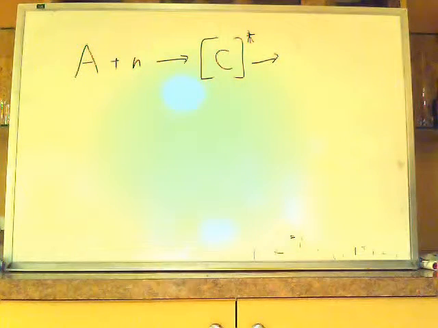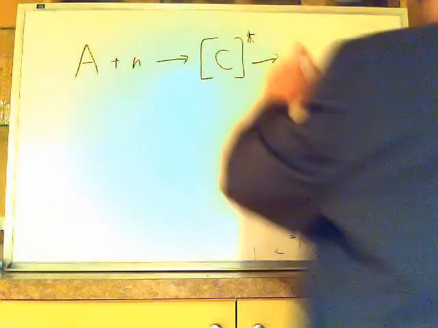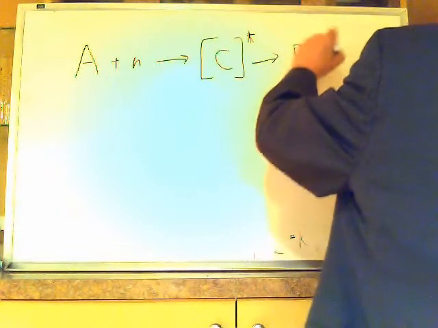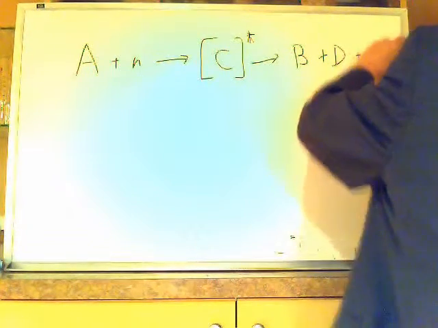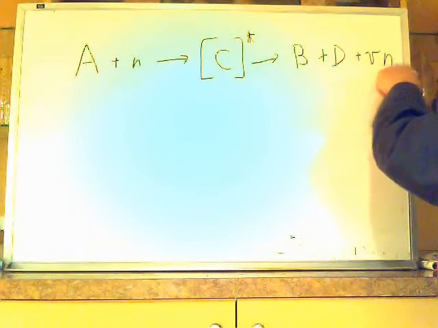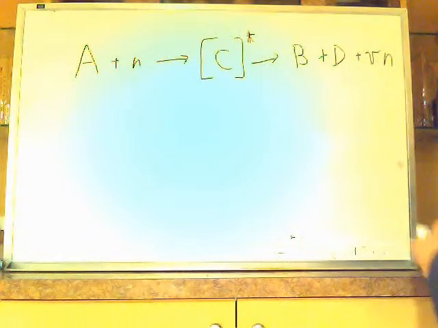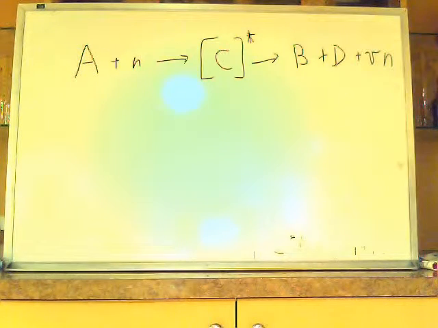But in fact, we can also start out with one nuclide and add a neutron to it and get a compound nucleus which will actually fission, and it will fission into, we can call it B. Your book calls it B since we've already taken up C. So it's B plus D, plus again, the number of neutrons. And again, that'll be somewhere usually around 0 to 4 neutrons that are produced in that reaction.